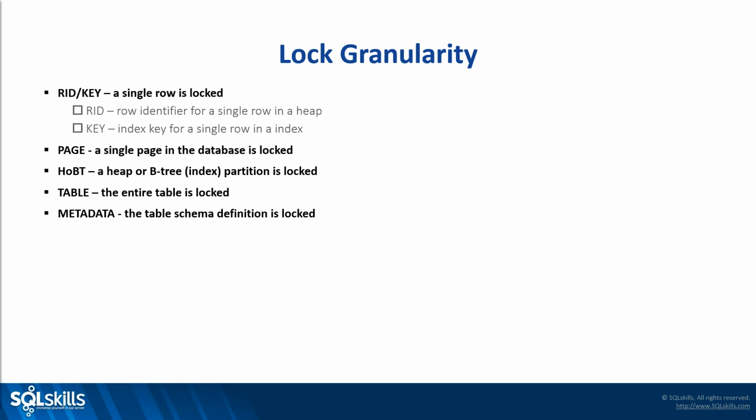We have HoBT, heap or B-tree, partition level locks. We have table, object level locks, and then we have metadata locks. And there's a few other lock types in between. For example, there's extent-based locks. But typically when we're dealing with deadlocks, we're going to see locking at one of these levels in conflict with each other. Now, as we work down this list, the amount of concurrent access transactions have to the data decreases.